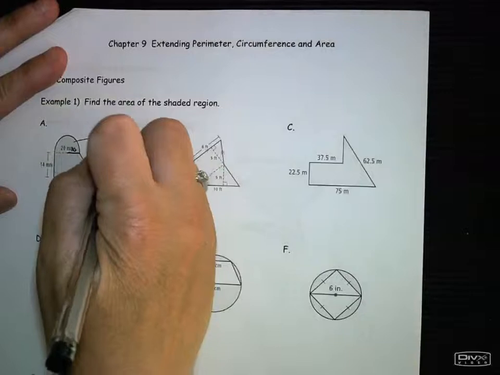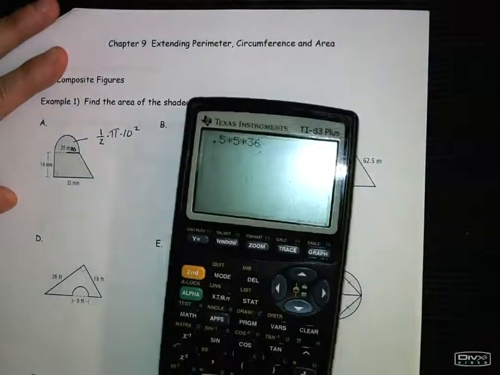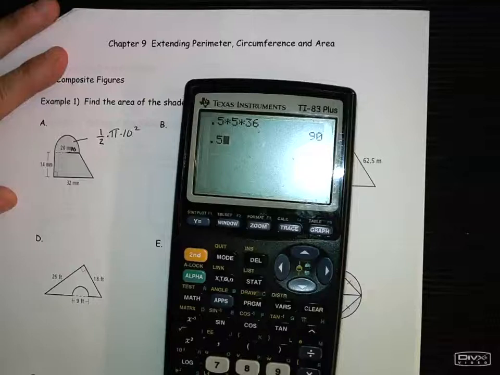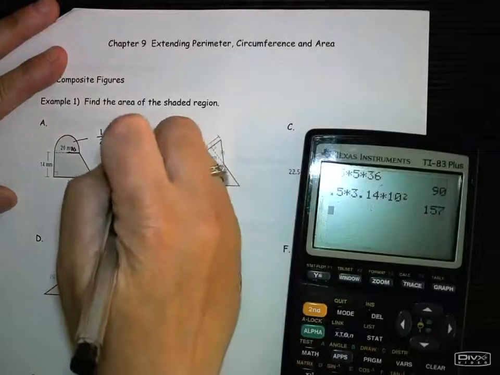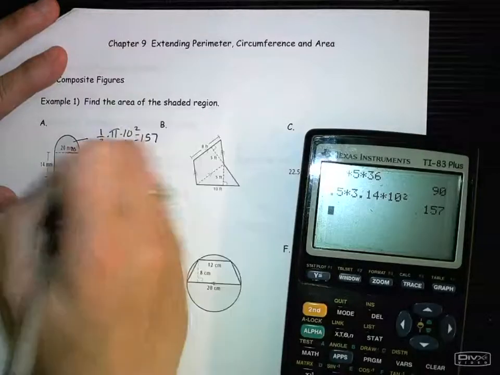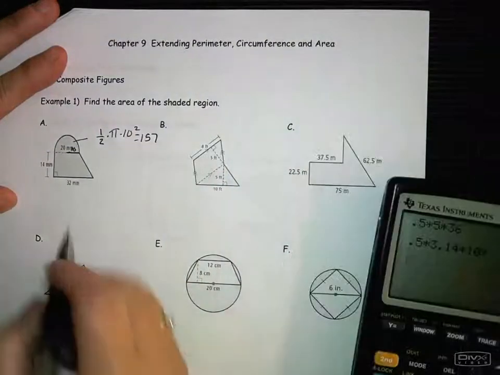So 1/2 pi times 10 squared. And I'm going to do 0.5 times, I'm just going to use 3.14 times 10 squared. That is 157. So that top part right there is 157.